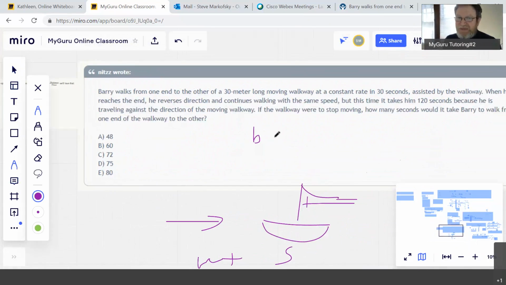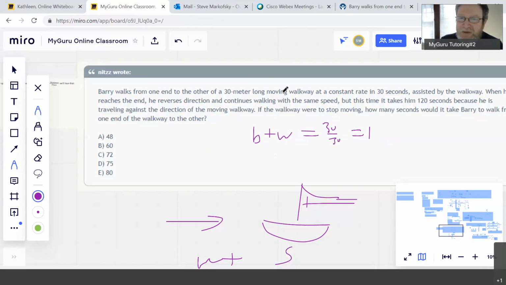So we've got Barry's speed, some speed, whatever that is. And then we've got the speed of a moving walkway. This is speeding Barry up, right? Anytime you go to an airport, you can figure this out. You're going faster than everybody else. And total distance, a 30 meter walkway in 30 seconds, that's just going to be 30 over 30, equals 1, right?